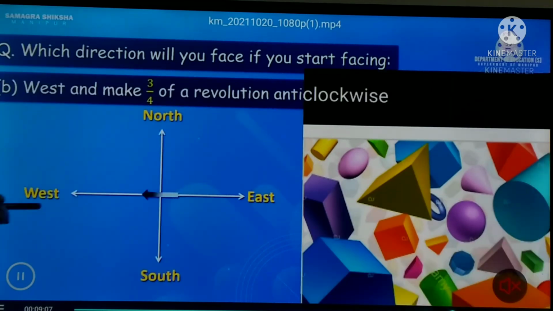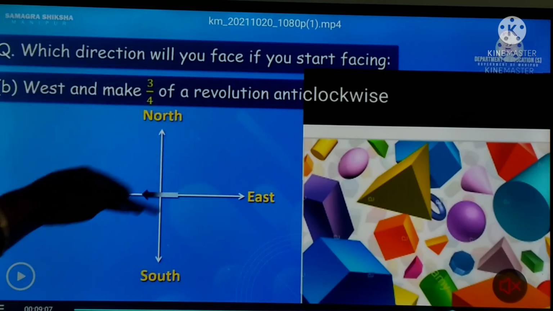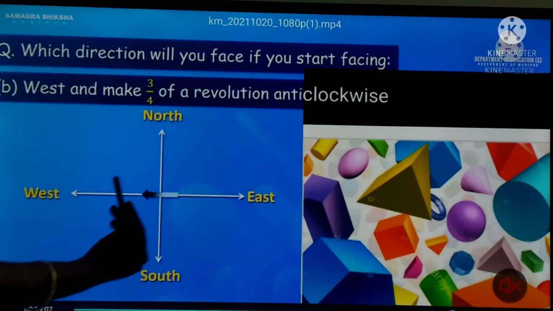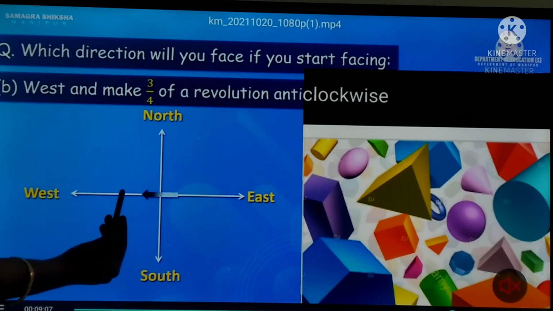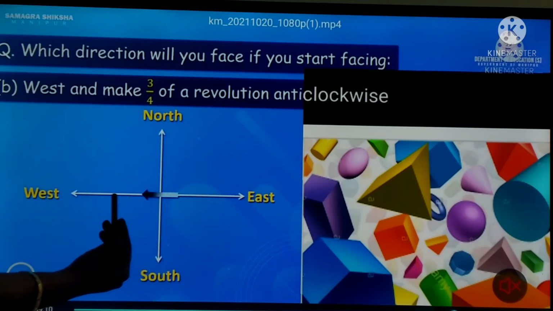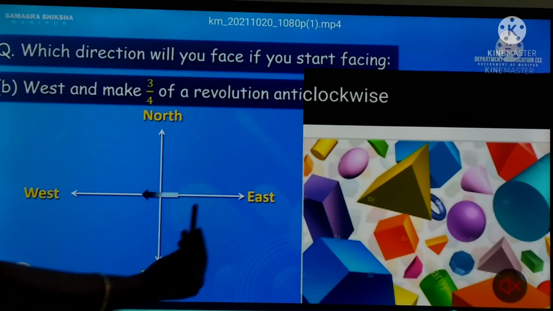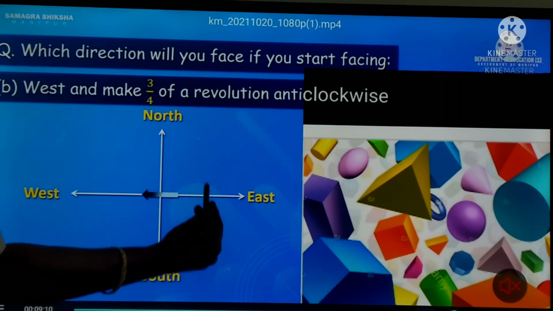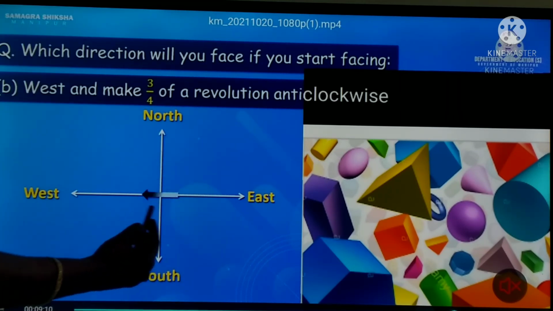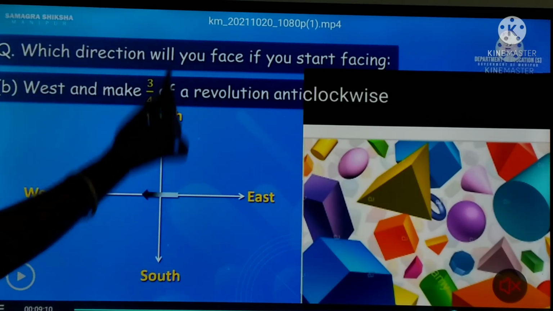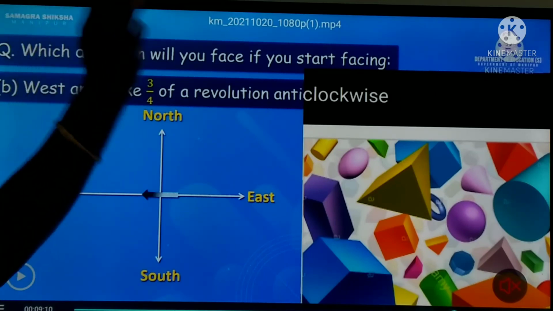Okay. So the next one: which direction will you face if you start facing west and make 3 by 4 of a revolution anti-clockwise? Anti-clockwise direction. So from here you are at west and make 3 by 4 revolution. West to south, anti-clockwise, is 1 by 4. South to east is again 1 by 4. East to north is again 1 by 4. So 1 by 4 plus 1 by 4 plus 1 by 4 is 3 by 4. Where does it end? It ends at north.